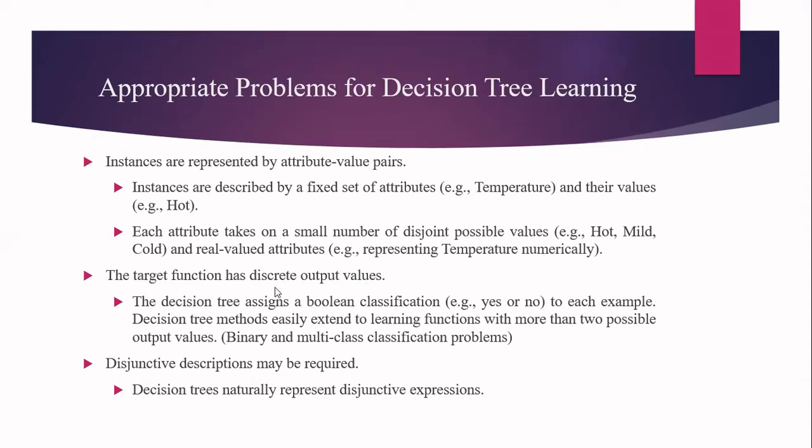The meaning of discrete output values is that your target function will have either 2 values like yes or no, or otherwise it can have 3 values or 4 values and so on. We have seen that in Boolean classification, we have only 2 labels, and in multi-class classification, you have more than 2 labels. But it should have discrete output values. In that case, you can use the decision tree algorithm. And the third case is, you can use this algorithm if disjunctive descriptions are required.